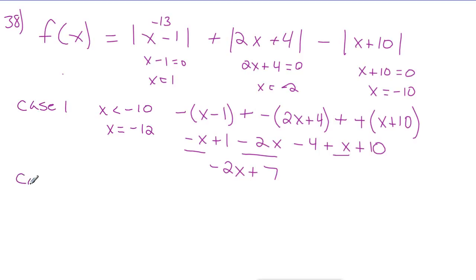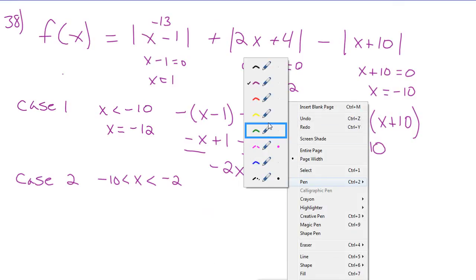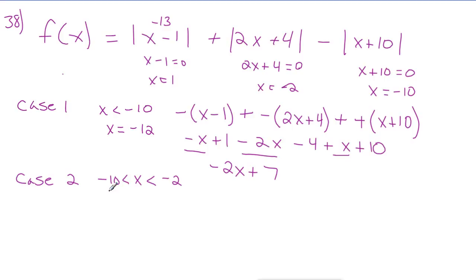Okay, so let's go to case number 2. Now for case 2, we want to check what happens when we're between our two lowest values, which is negative 2 and negative 10. So we're going to check when x is between negative 10 and negative 2. Let's choose a value here. Actually, I should probably switch up the color. Let's change this to blue. Okay, so case 2, let's choose x equals, why don't we say something like negative 5.